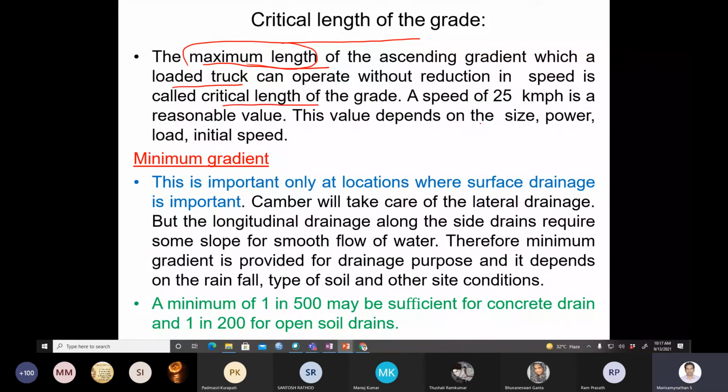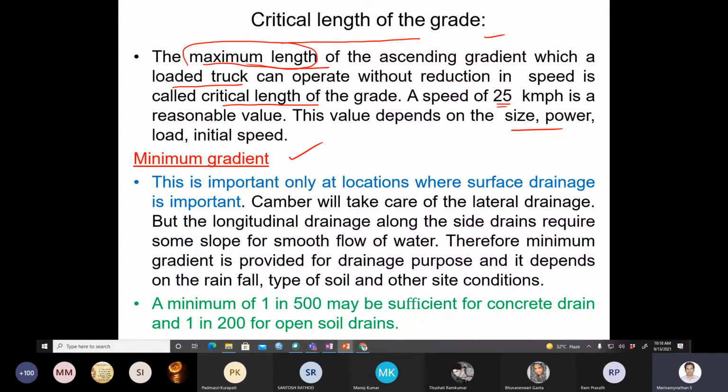Basically, we used to assume the speed as 25 kilometers per hour. According to that, the critical length of the grade is estimated. Finally, it ultimately depends on the size of the vehicle, power of the vehicle, load, how much it is carrying, and the initial speed. So these are the things, and the final one is the minimum gradient. Wherever it is, we cannot go without any gradient, right? At least for draining the rainfall or avoiding water lock, we have to provide some minimum gradient, right?